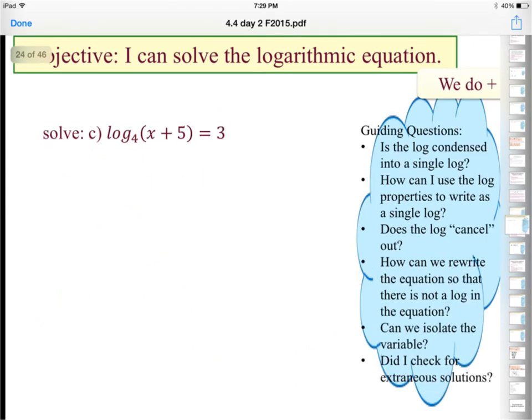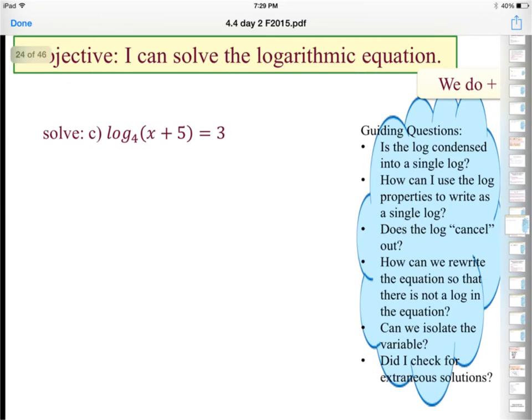Moving on to the We Do Plus, if you feel like you understand this process, then you can go ahead and skip ahead to the You Do, and if you want to see another example, just stay along, or I actually recommend that you pause the video and attempt this, and then play the video to see if you got it correct.